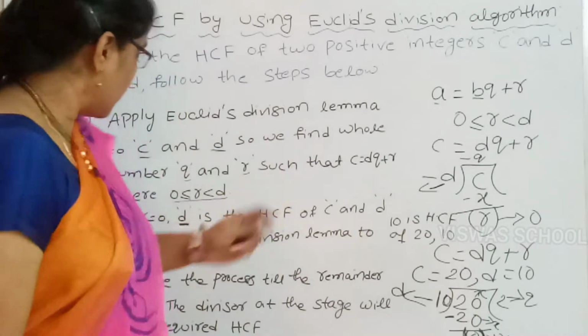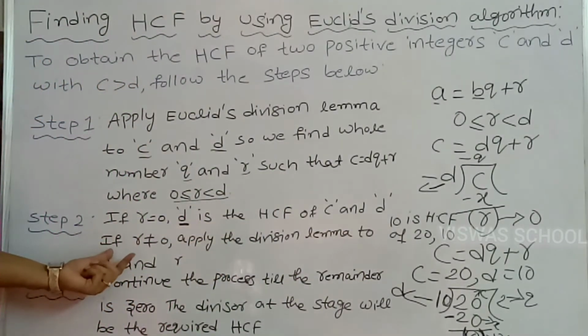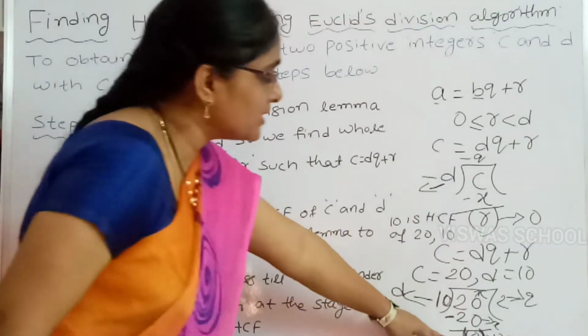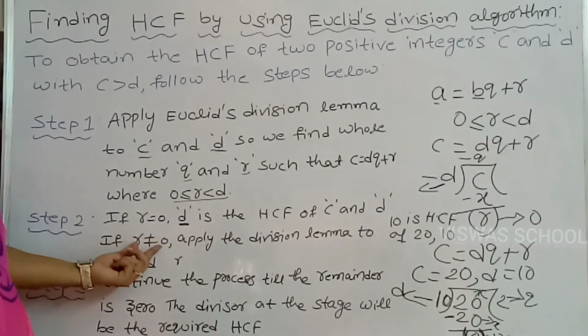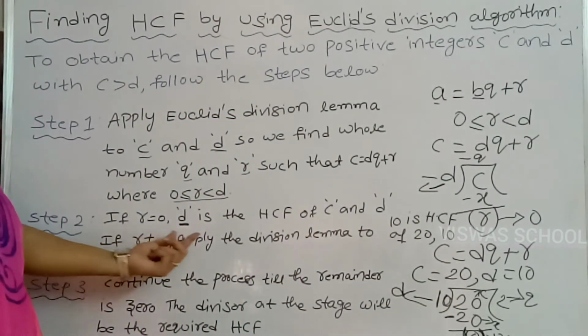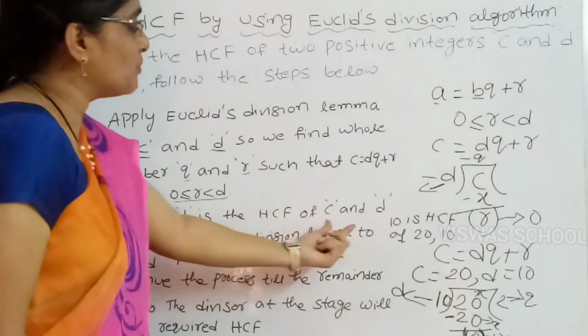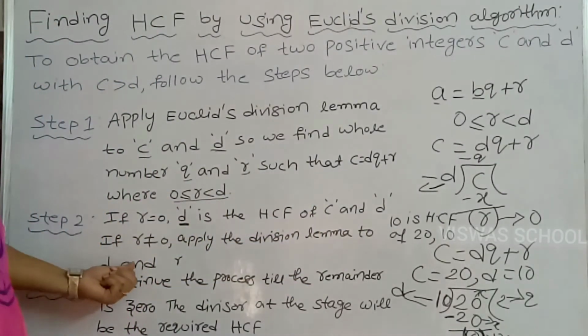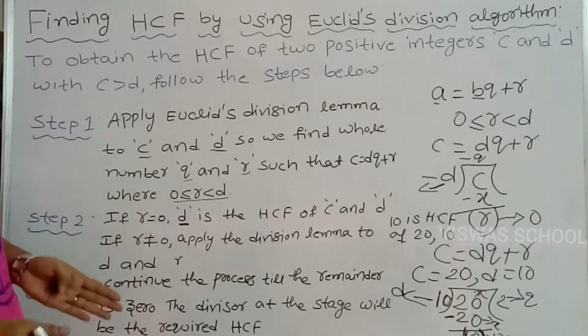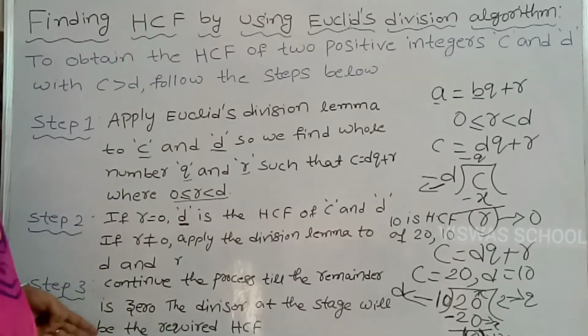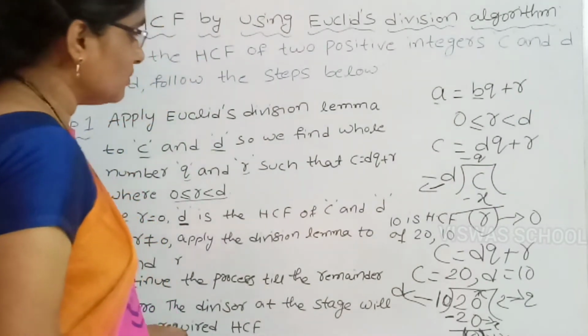Up to here, okay. What about the second case? If you don't get 0 in this stage, that is, r is not equal to 0, then apply the division lemma to d and r. We have to continue the process until the remainder becomes 0. See that example also.